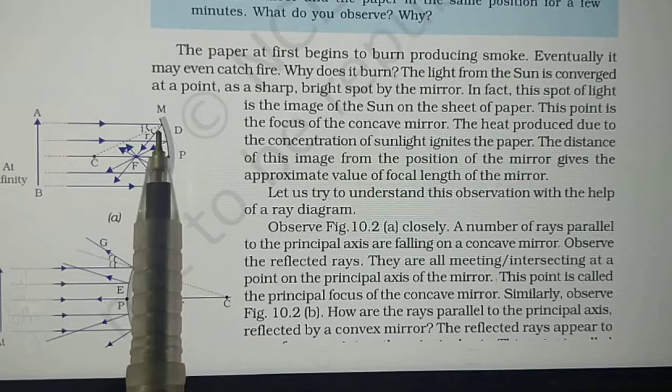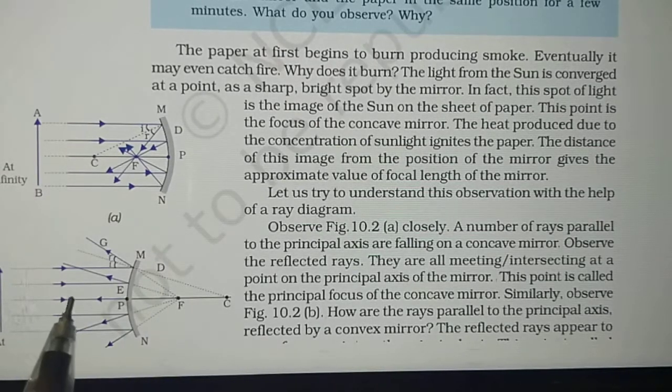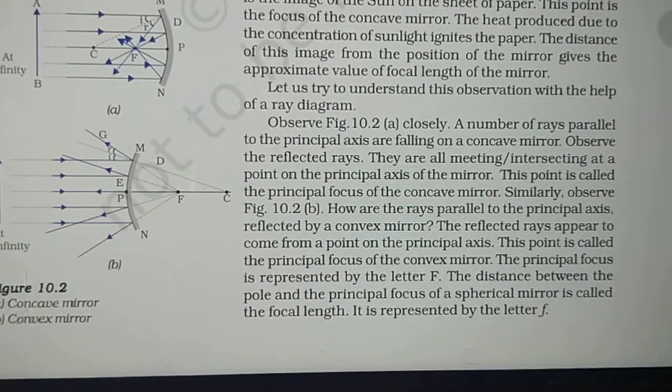After touching the surface of the mirror, all the light will come into one point, that is F. So that is called the focal point, and PF is called the focal length. Now this point is called the principal focus, or the focal point, you say. Similarly, observe 10.2b. How are the rays now? Now this mirror is known as which type of mirror? You should know already. This is called a convex mirror. Yes, one is concave, this is convex.